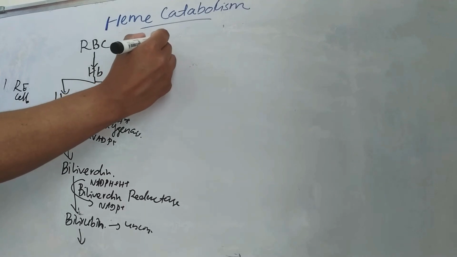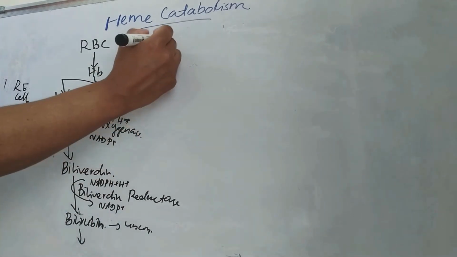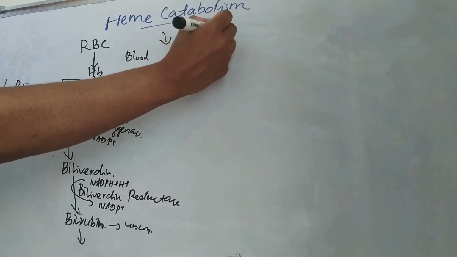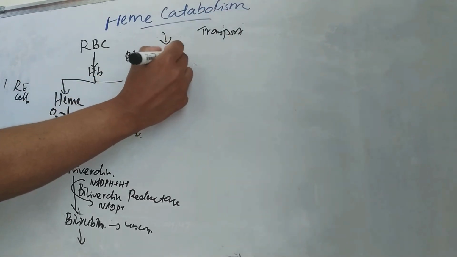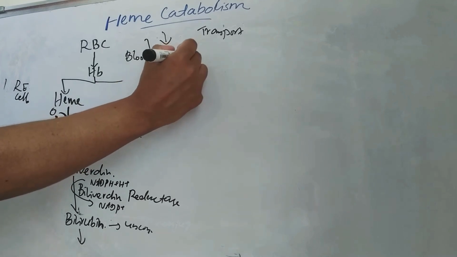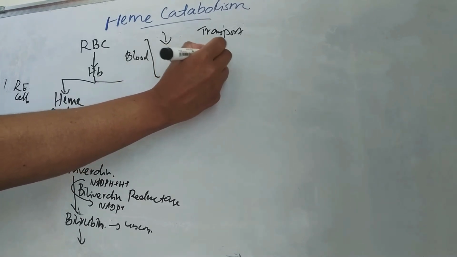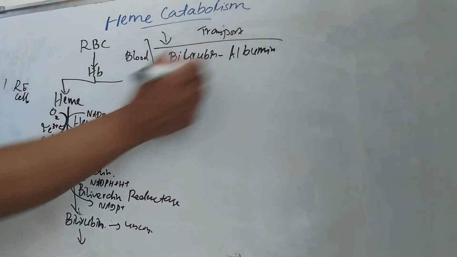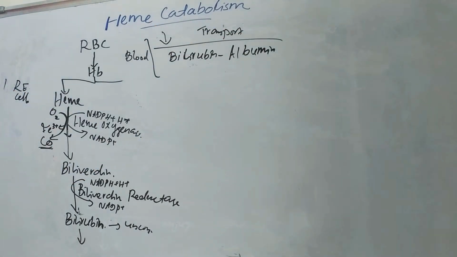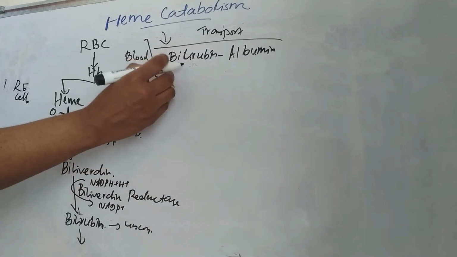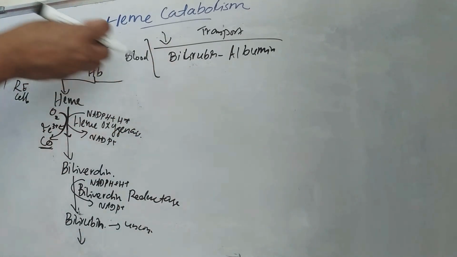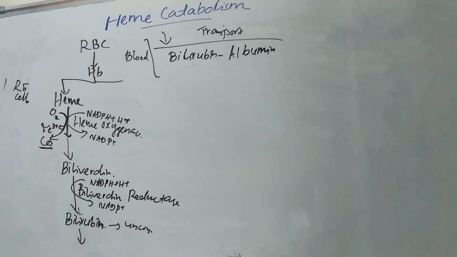So there will be transport in the blood. It forms the bilirubin albumin complex, and this bilirubin albumin complex is carried to the liver. Then there will be uptake of bilirubin by the liver.